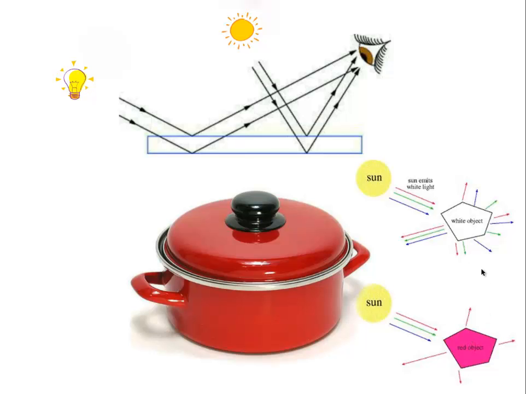So a red object isn't necessarily red. It just means that that object is made up of material that absorbs all the other colors and only lets that color red bounce back and enter your eye.